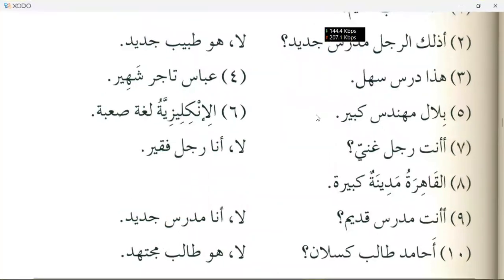Miss Karima. Yeah, thanks. Al-Inglizia lughatun sa'ba. English is a difficult language. Anta rajulun ghaniyun? Are you a rich man? La, ana rajulun faqir. No, I am a poor man. Al-Qahiratu madinatun kabira. Cairo is a big city.